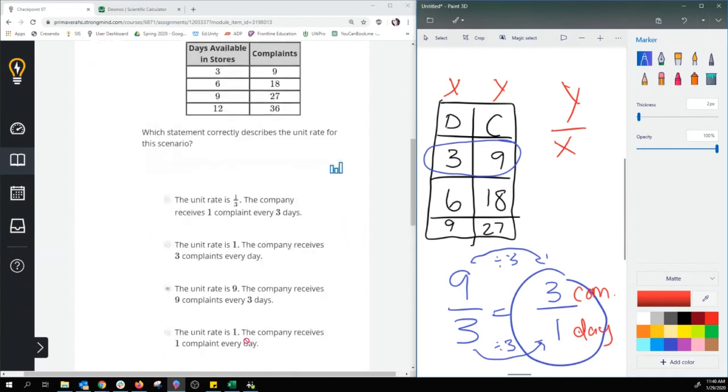Okay, so reading through these answer choices, are any of these right? Oh yes, okay, I see it. There's just a typo in it.